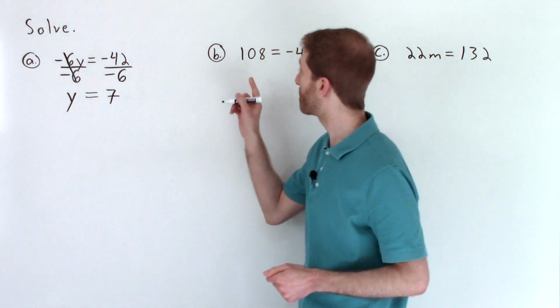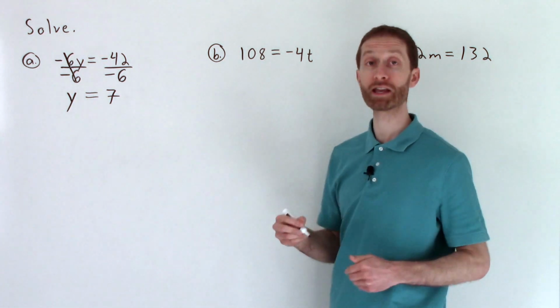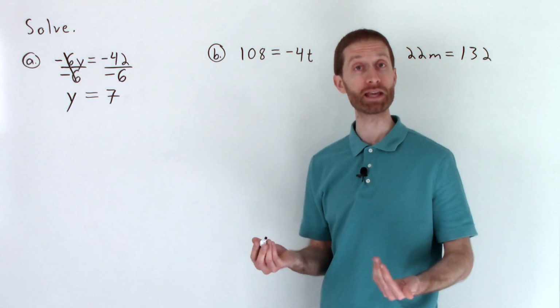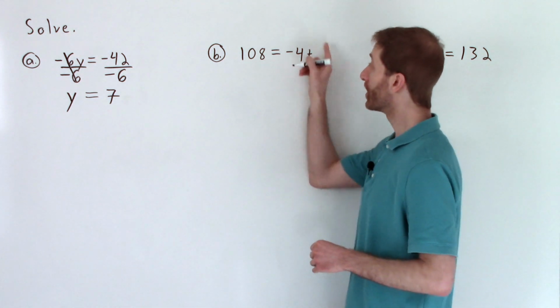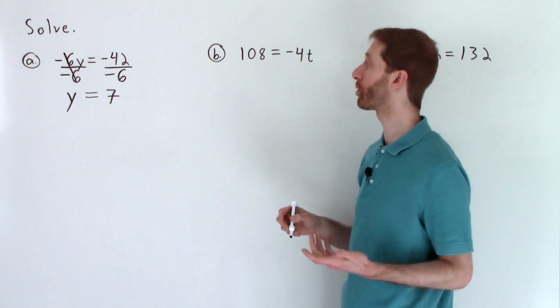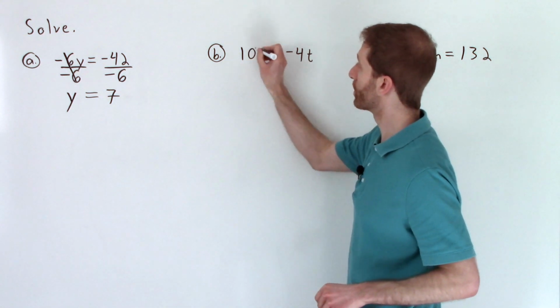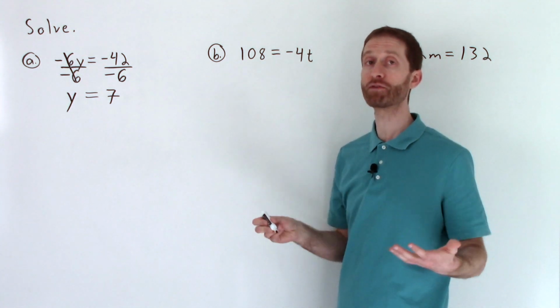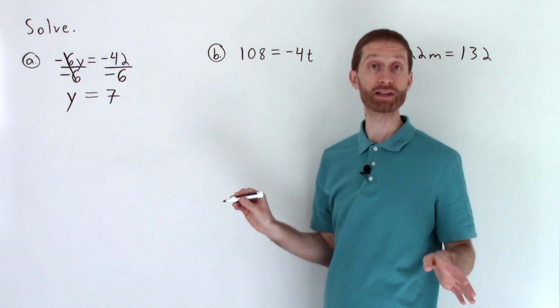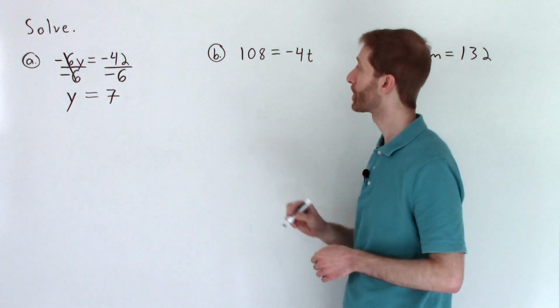All right, let's check out B. In B it says 108 equals negative 4 times t. How do we undo the right-hand side here? Well, some people are more comfortable taking negative 4t and writing it over here and switching the 108 to that side. That's fine if you want to do that. I'm going to keep everything as is and just solve it the way that it is.